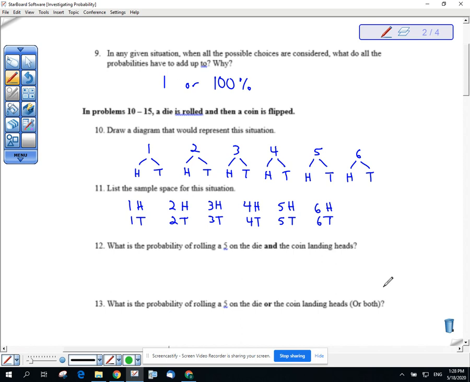Look at the next example. A die is singular. A die is rolled, and then a coin is flipped. And it says, draw a diagram that would represent this situation. And then in 11, it says, list the sample space for this situation. Just a couple of different ways to represent all the possible outcomes, right? You could roll a 1 and flip heads. You could roll a 1 and flip tails. 2 heads, 2 tails, 3 heads, 3 tails. And so I've kind of just represented that in 2 different ways. And these will help us answer the next questions.